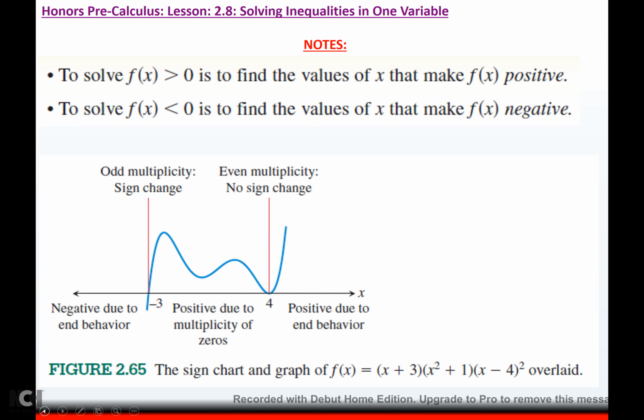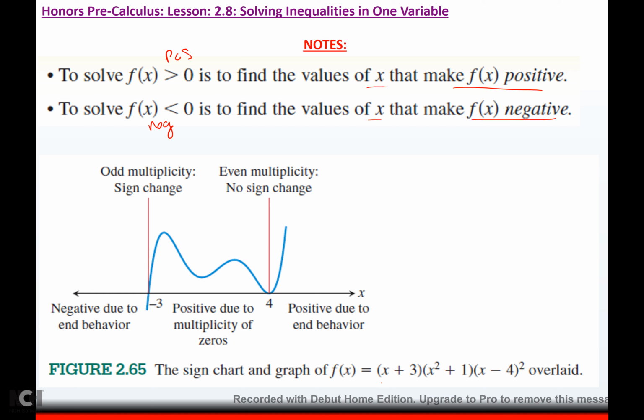Okay, to solve f of x greater than 0, which means you're looking for when it's positive, you find the values of x that make the function positive. To solve for f of x less than 0, which means you're looking for when the function is negative, you're finding the values of x that make the whole function negative.